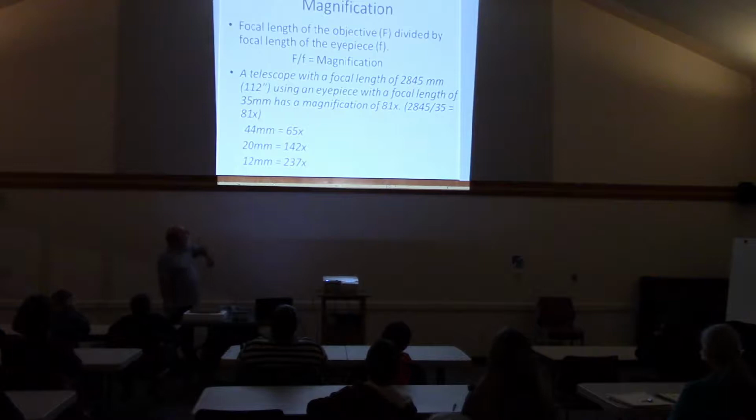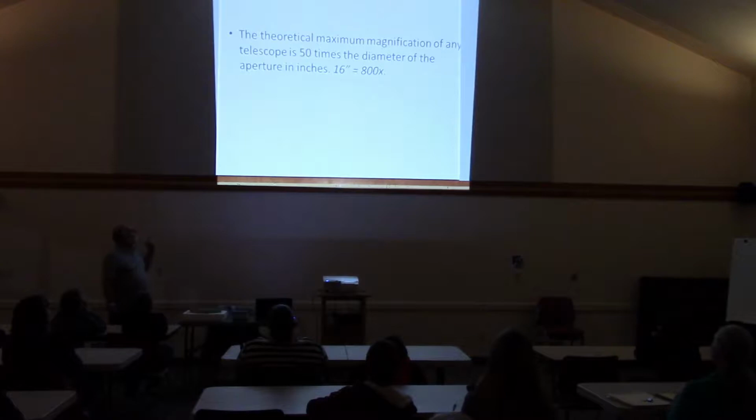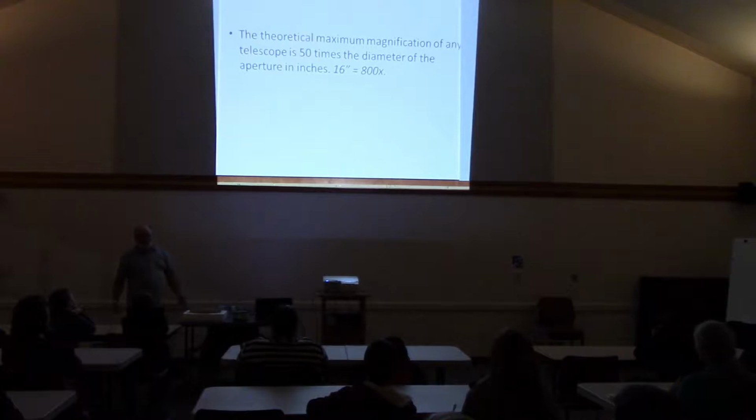That doesn't sound like a lot. It is a lot. On this telescope, well, we'll get to that. Theoretical maximum of any telescope is 50 times the aperture in inches. So a 16-inch telescope, theoretical maximum is 800 power. I have a 10-inch telescope at home. The theoretical maximum is 500.